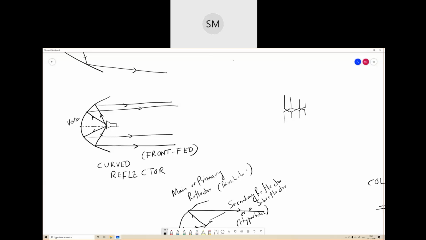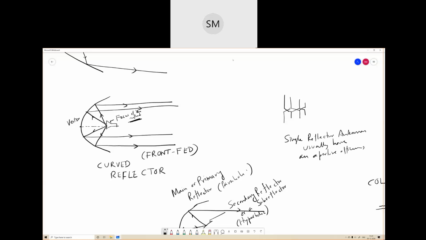So this will always be at the focus of the reflector. Single reflector antennas usually have an aperture efficiency. Remember aperture efficiency?